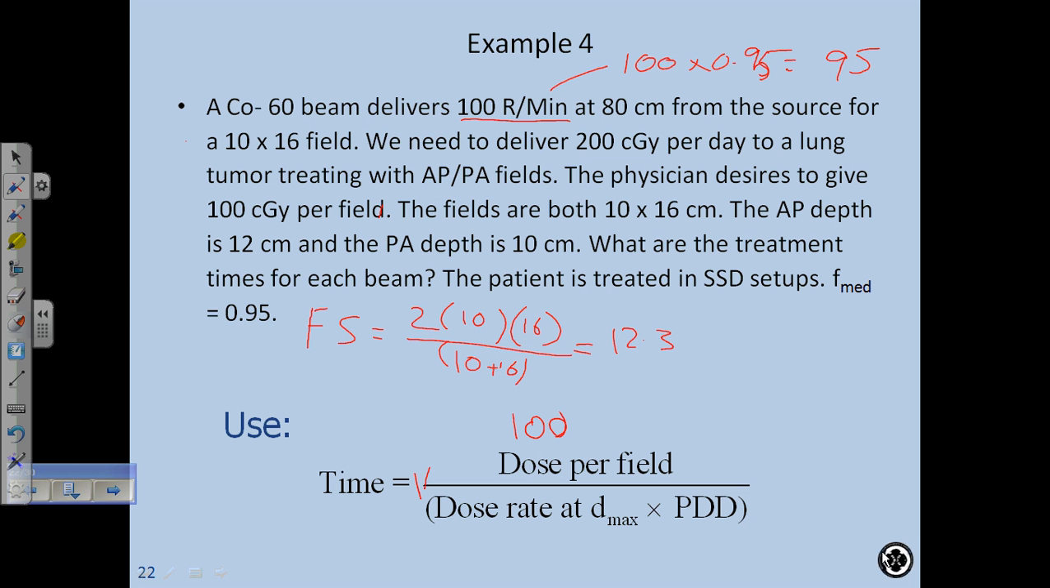And are we treating SAD or SSD? Yes, it's an SSD setup. So our SSD is going to be 80, right? So we're going to use 80 as our SSD. Okay, so 95. Now, how do we go? So now we have a dose rate in air, but don't we need a dose rate in tissue? Because we're treating the patient's tissue, so we need a dose rate in tissue.